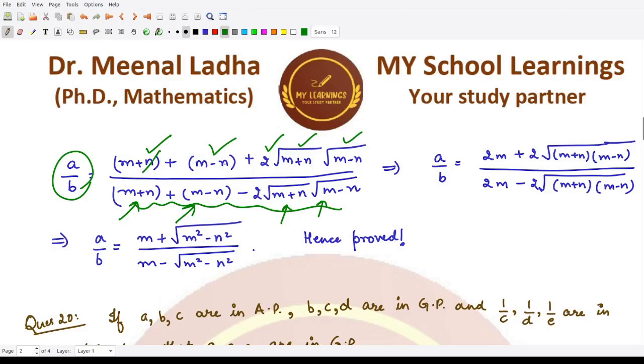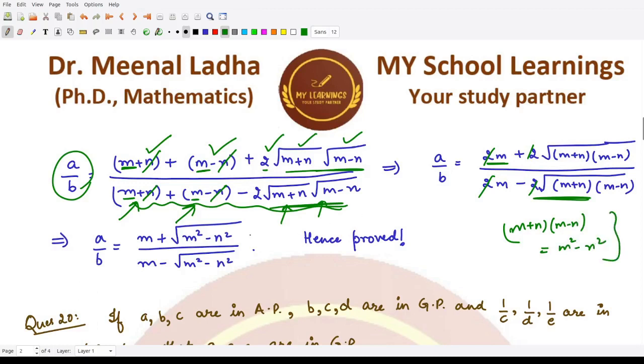Here you see n and n get cancelled in both the numerator as well as in the denominator. So you are left with 2m, and here it is 2 times this term as such. Here also 2m minus 2 times this term as such. So you can take 2 common and cancel it out, so that you are left with m plus this term. Now what is the identity for (m + n)(m − n)? It is equal to m² − n². So using this identity and writing it here, we have what was required in our question.